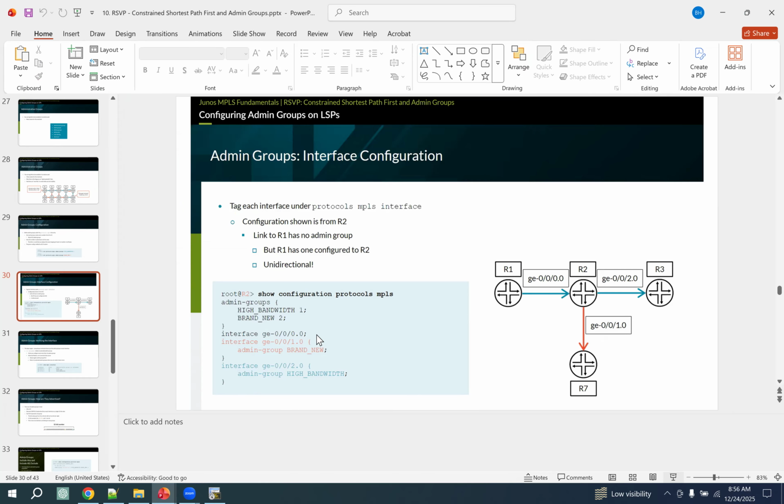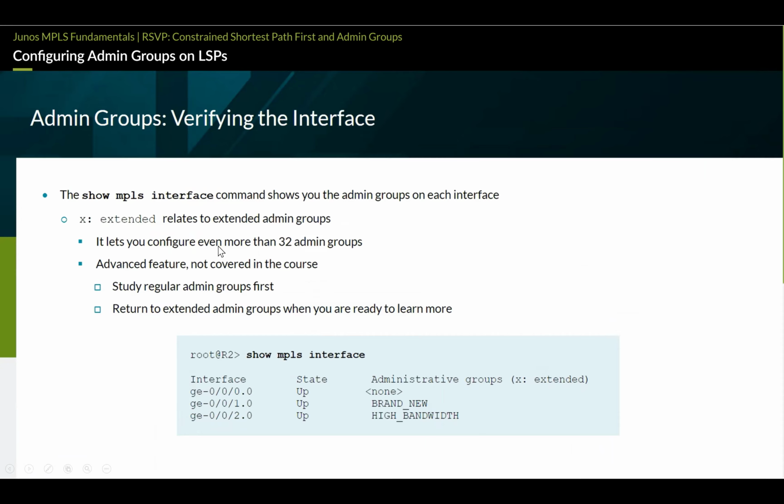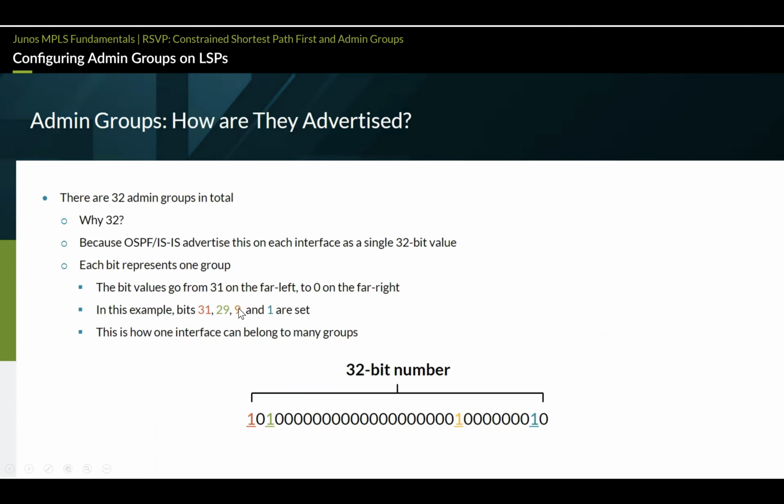Let's move on. Show mpls interface and admin groups. How are they advertised? So there are 32 admin groups in total. Why 32? Because OSPF and IS-IS advertise this on its interface as a single 32-bit value. Each bit represents one group. The bit values go from 31 on the far left to 0 on the far right.